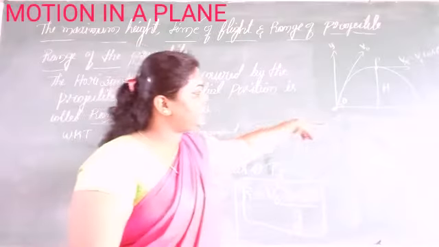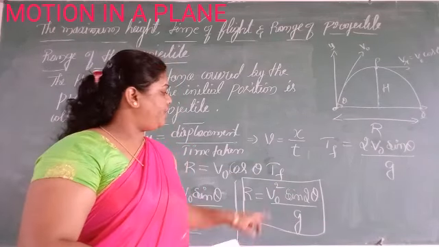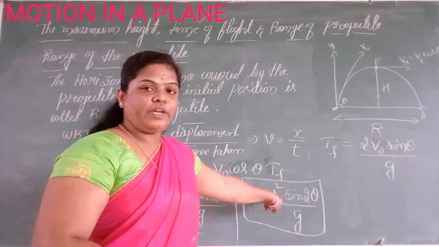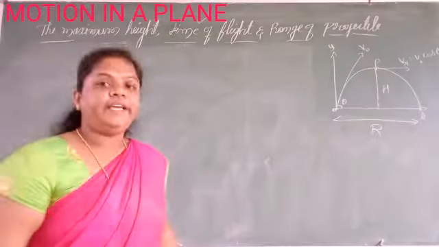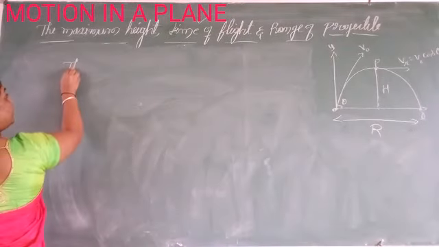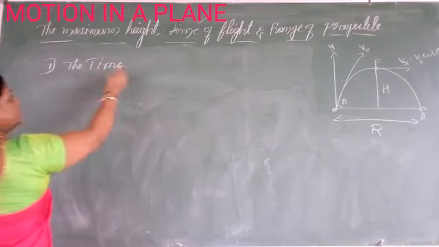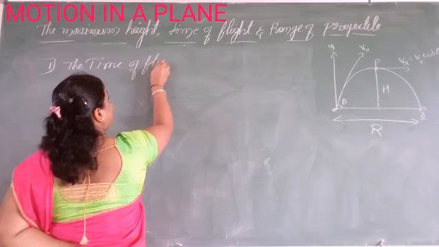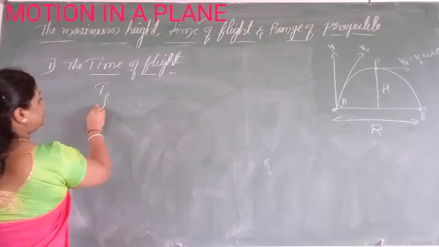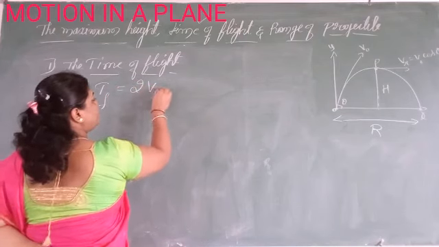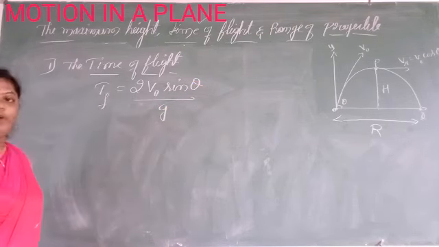That means the horizontal distance covered by the projectile from the initial position. R is equal to v naught square sin 2 theta divided by g. Here, the first one is the time of flight. The formula: Tf is equal to 2 v naught sin theta divided by g. This is the time of flight.